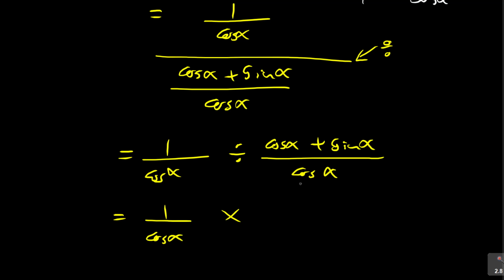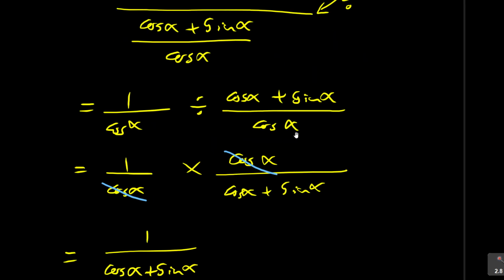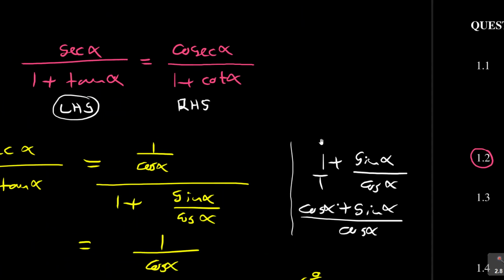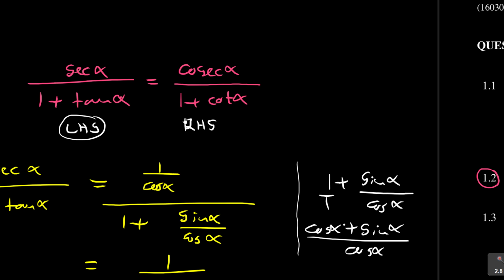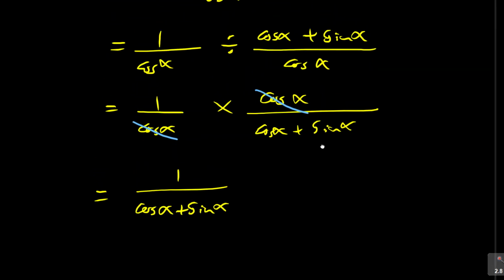Then it's multiplying. Remember, if you multiply, you invert the fraction, so it becomes cos alpha over cos alpha plus sine alpha. Then you can take out the cos and the cos, and what you simply have is 1 over cos alpha plus sine alpha. But don't lose sight of what you're proving: that this is equal to cosec over 1 plus cot. So it's not looking near per se.